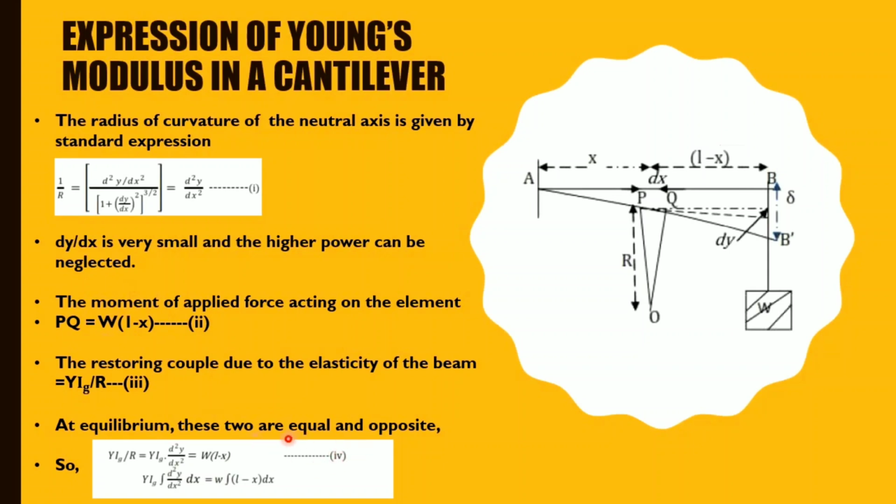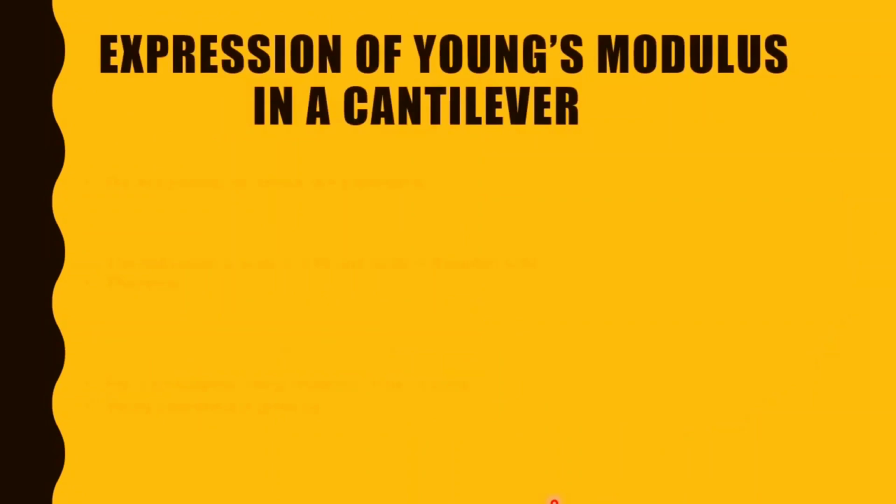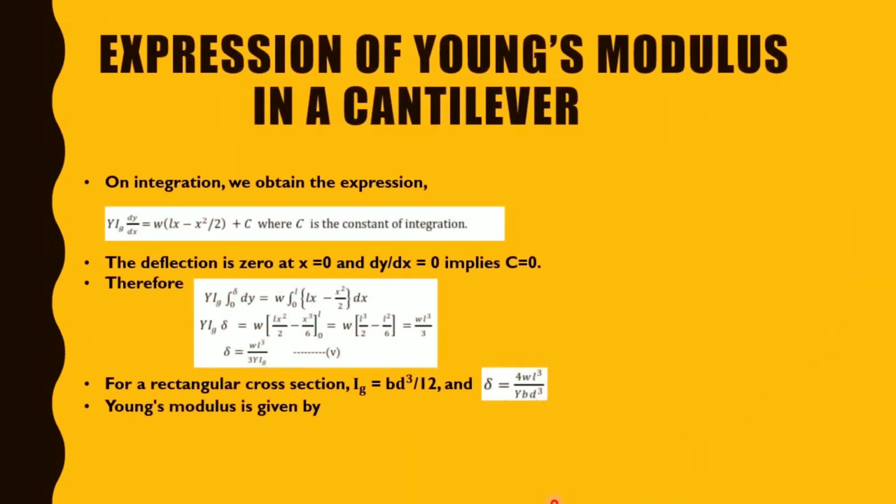So now what we will do, we will integrate on both sides. So Y and Ig are constant, so they will be moved out. Similarly on this side, the w is constant, so it will go out. So we will integrate d square y by dx square with dx, and L minus x will be integrated on the other side. Now let's move on and see what happens after the integration.